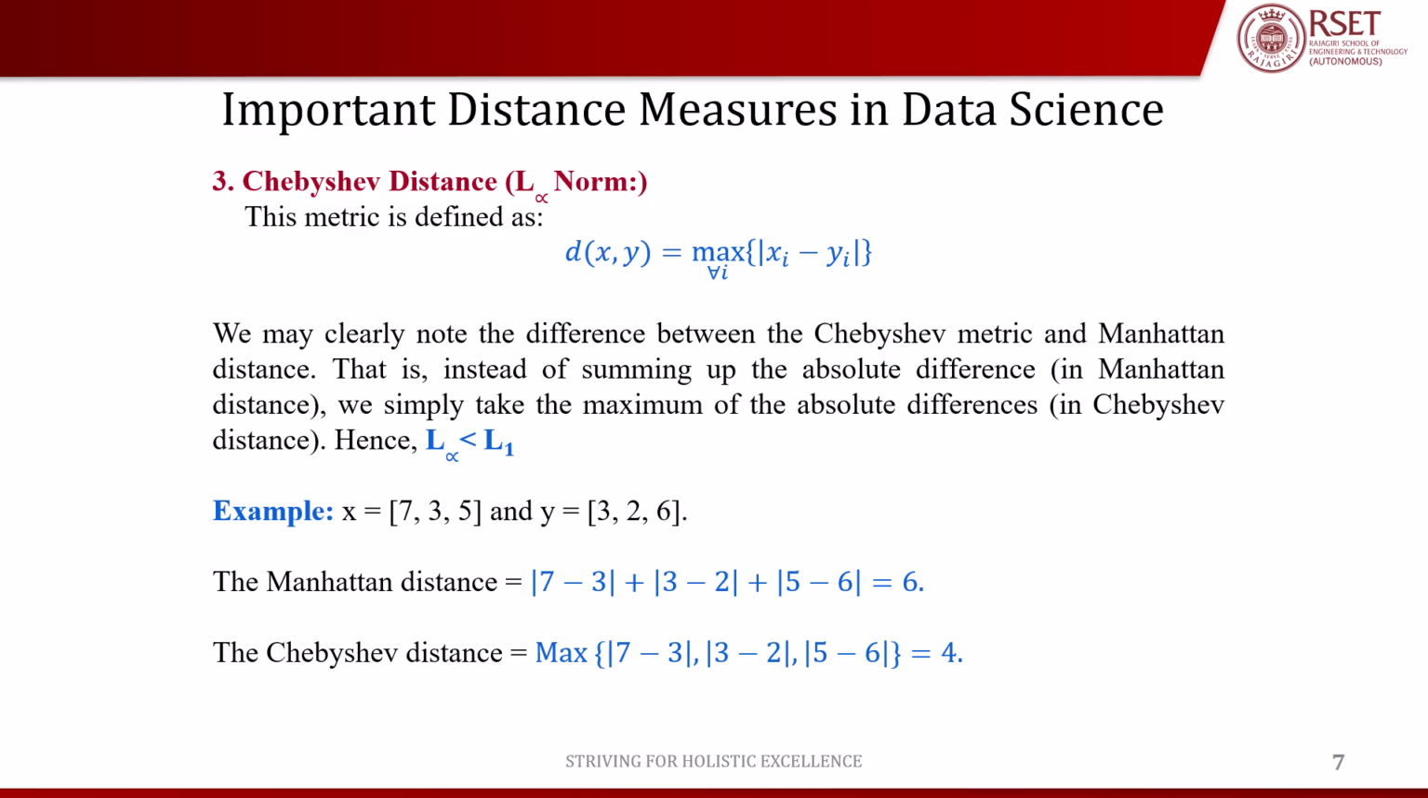Right. So you can get an idea about how this works. If you have the generic case, if you have 10 different dimensions, then you have to find the absolute value of the difference in each of these dimensions, and then take the maximum out of that. So that is how Chebyshev distance is calculated.